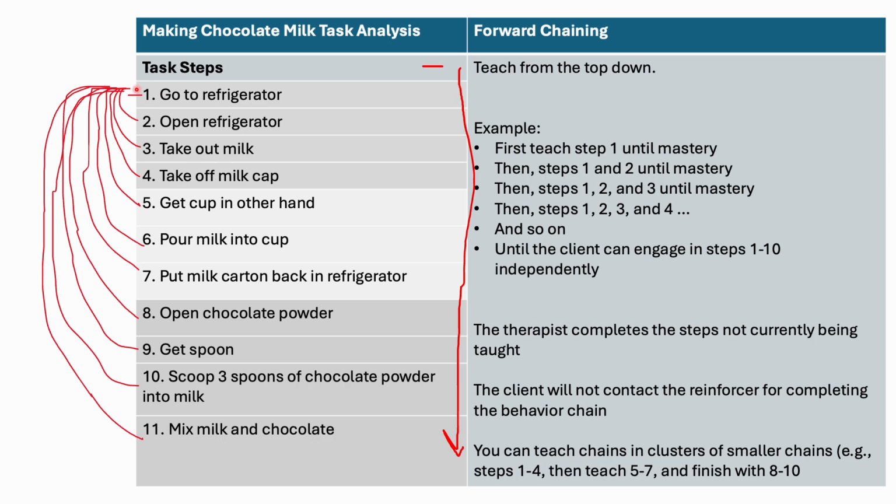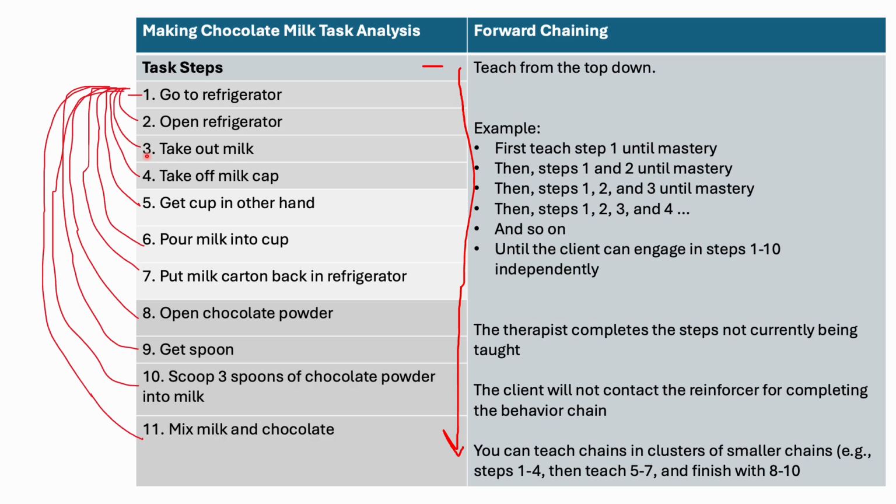Our next step is to work on steps 1 and 2, right? We're going to work on chaining these behaviors together. And what this does is it makes the goal more achievable for the learner. You're reducing the response effort for the learner, right? They're not expected to engage in all of these 11 responses, which is a complex set of behaviors. But instead, we're making it so easy for them to access reinforcement because they only have to engage in the first response initially, then in the first and the second response. Then once that's mastered, they have to engage in steps 1, 2, and 3, which is go to the refrigerator, open the refrigerator, and take out milk.